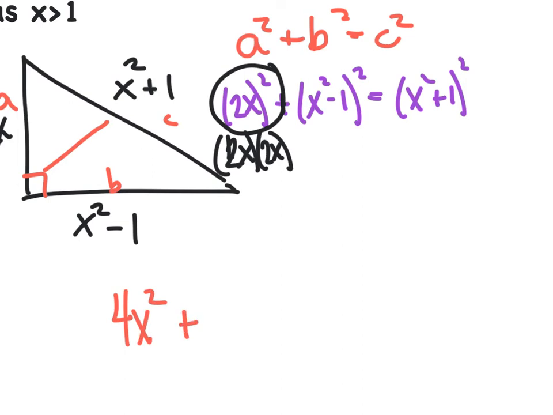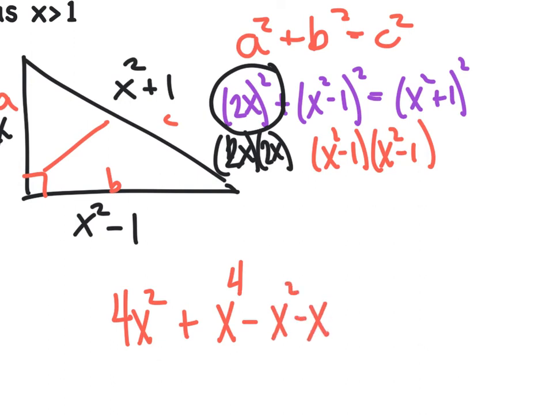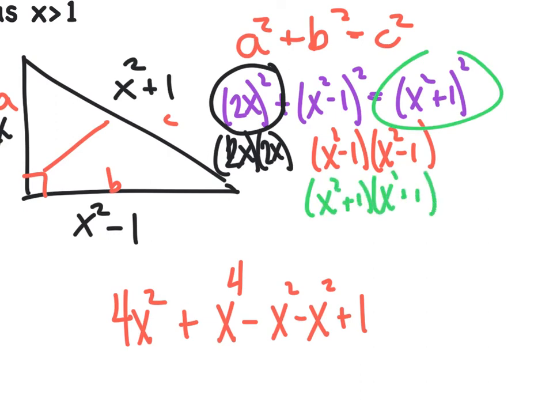Plus (x squared minus 1) squared means write it down twice and multiply. So that's going to get me x to the fourth minus x squared plus 1. And then that last term, again, I'm just going to write down twice and multiply. (x squared plus 1) times (x squared plus 1), so equals x to the fourth plus x squared plus 1.